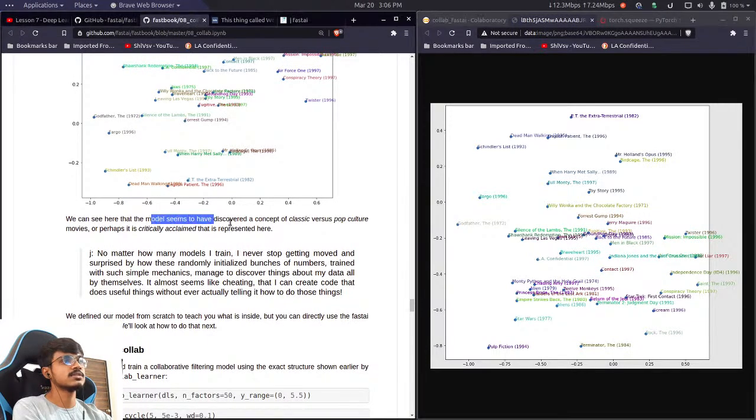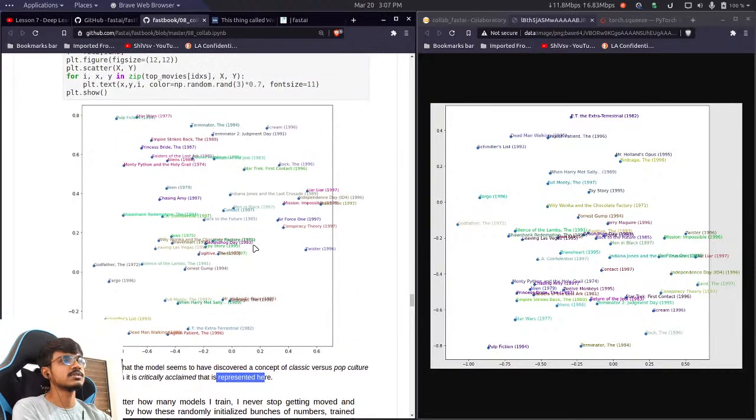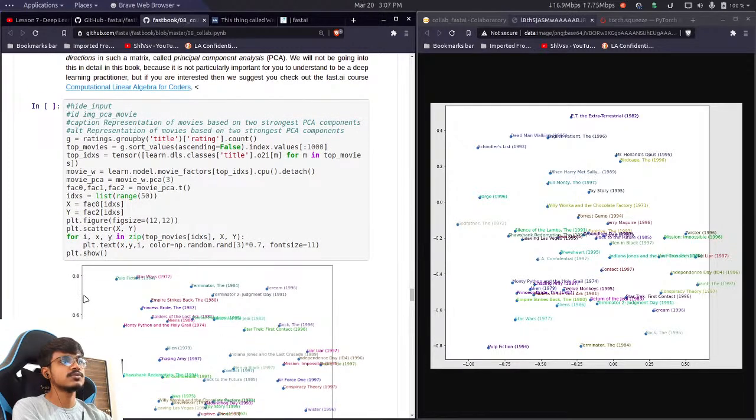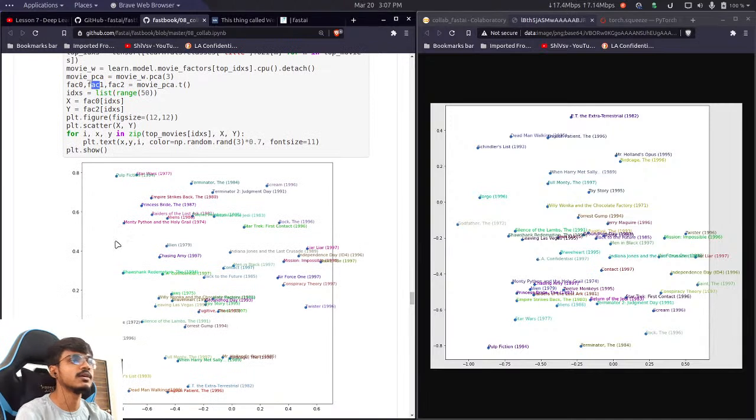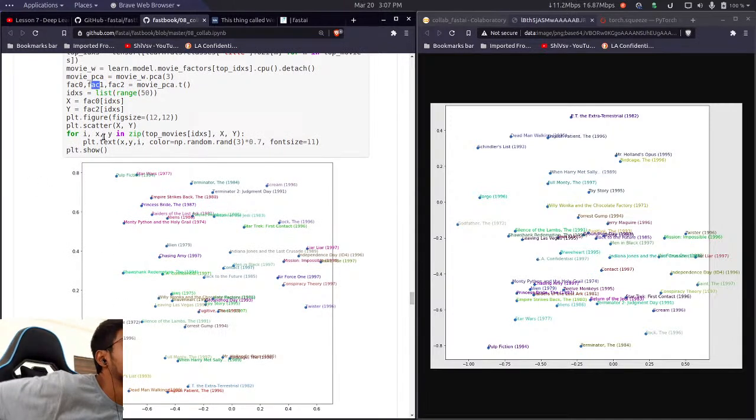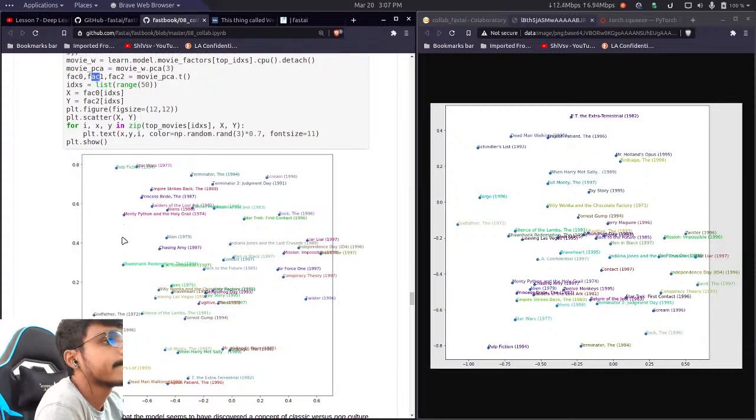You can see that the model seems to have discovered a concept of classic versus pop culture movies. Perhaps it is critically acclaimed. But what is the axis representing? Okay, it seems they are just selecting two of the latent factors. They have selected 3 factors, and now they are not selecting factor 1, but only plotting factor 0 and factor 2. Cool.